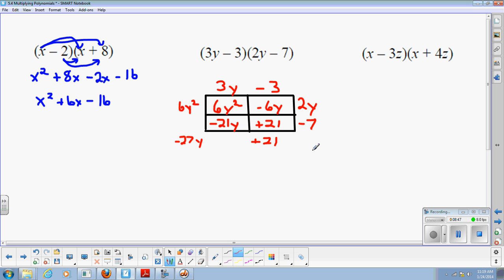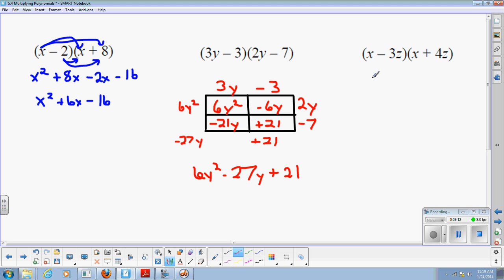So now I have 3 terms here. I'm going to write my answer together. 6y squared minus 27y plus 21. All right. And either of these methods you can use. It's entirely up to you which one you use. If you like to use the rectangular method, that's fine. If you like to use this method where we're just distributing it, that's fine.